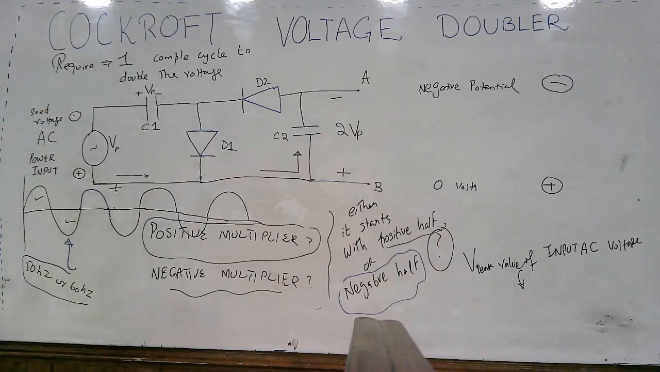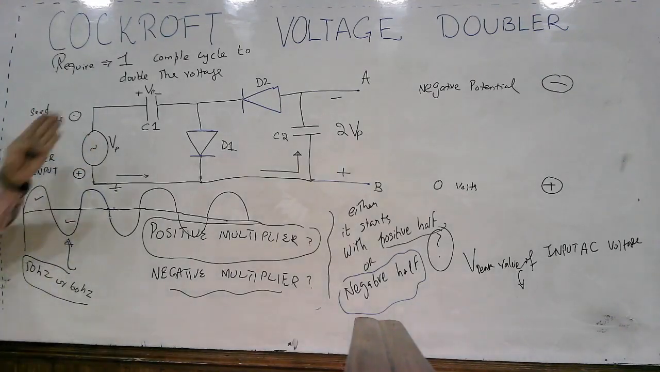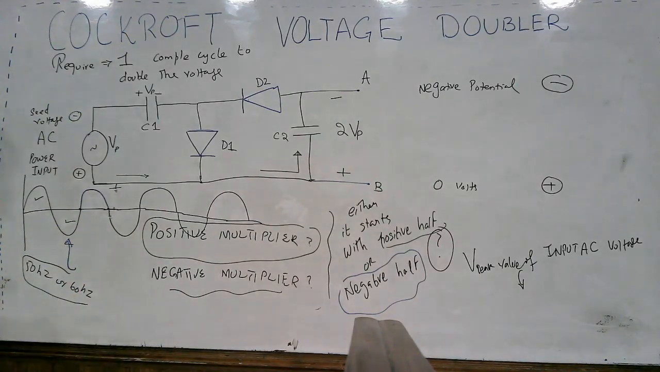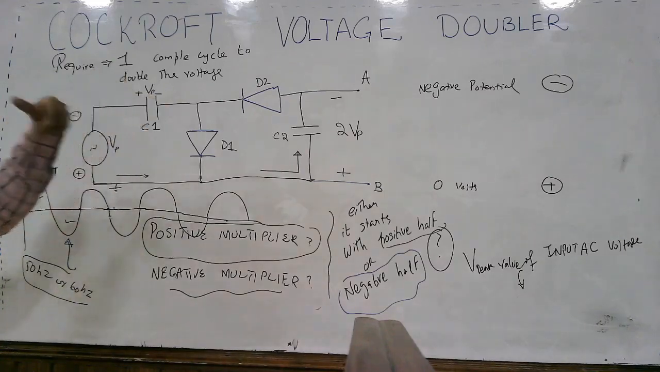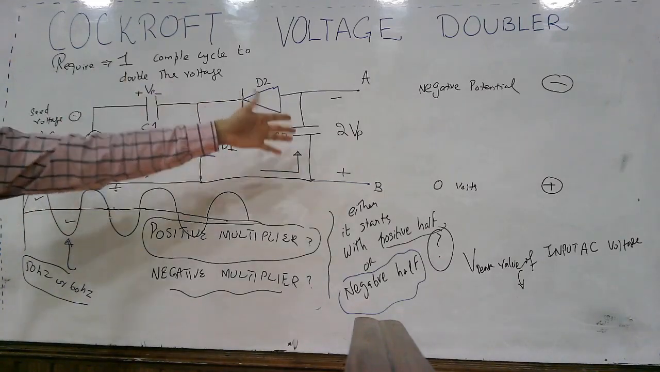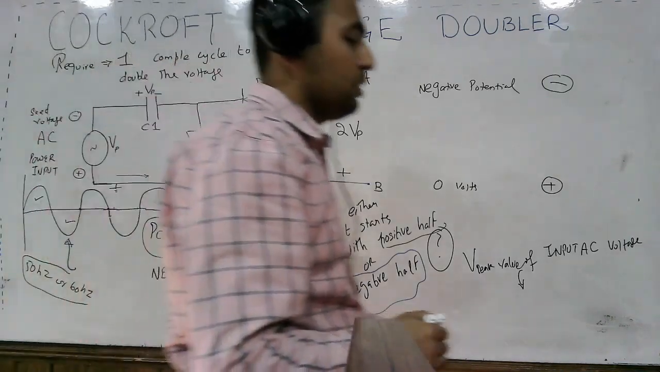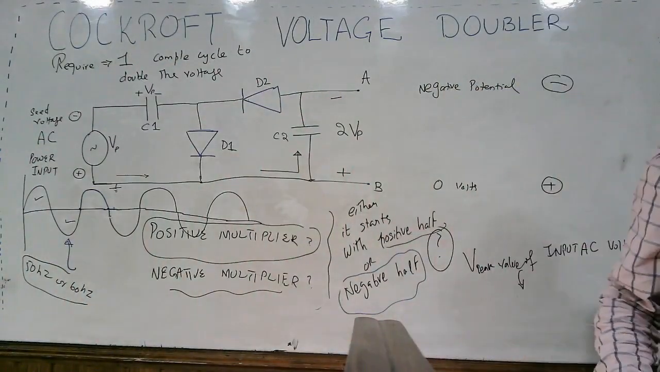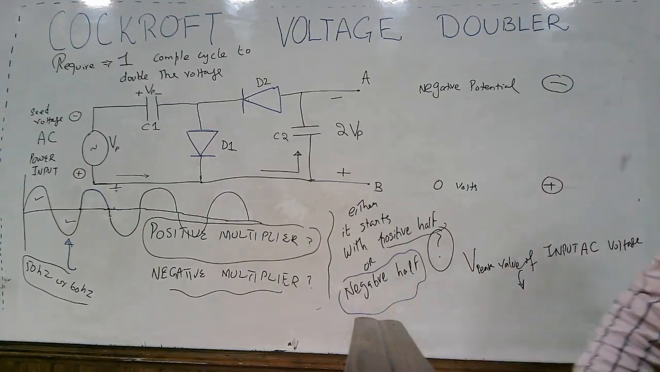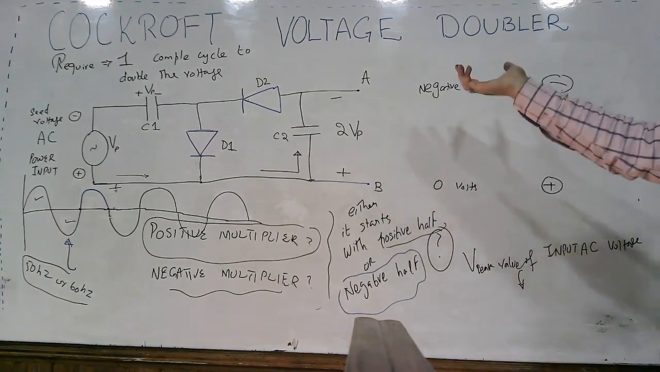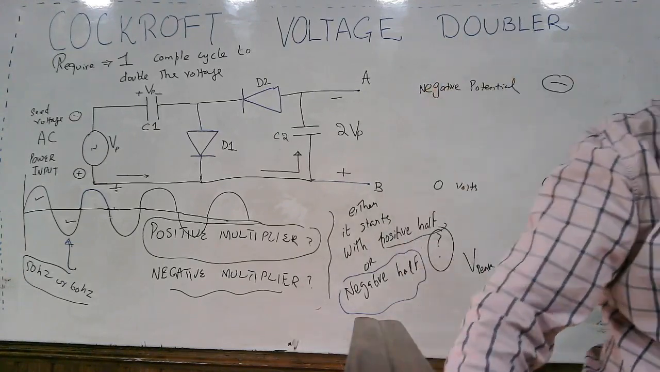Again, other things remain the same, and you have seen that it required one complete cycle to double up the voltage. It means that if the frequency is 50 Hertz and you know the time constant, then you will get an idea of after how many milliseconds the voltage will be doubled up at the output side. So this is all about the single stage Cockcroft voltage doubler circuit or Cockcroft multiplier. This is also known as the voltage multiplier.